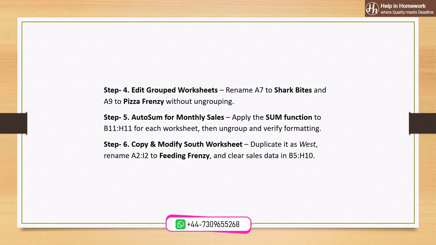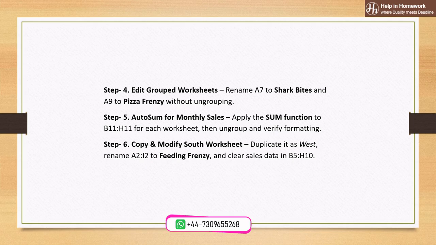Step 4. Edit grouped worksheets. Rename A7 to Shark Bites and A9 to Pizza Frenzy without regrouping. Step 5. AutoSum for monthly sales. Apply the sum function to B11 through H11 for each worksheet, then ungroup and verify formatting.